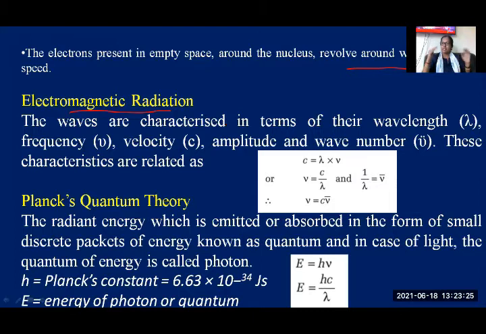But we have visible radiation, we have ultraviolet radiation, we have X-rays, etc. So how are they different? They are different by their frequency, velocity, amplitude, wavelength, wave number, etc. So every wave is characterized by its wavelength, frequency, velocity, amplitude and wave number.